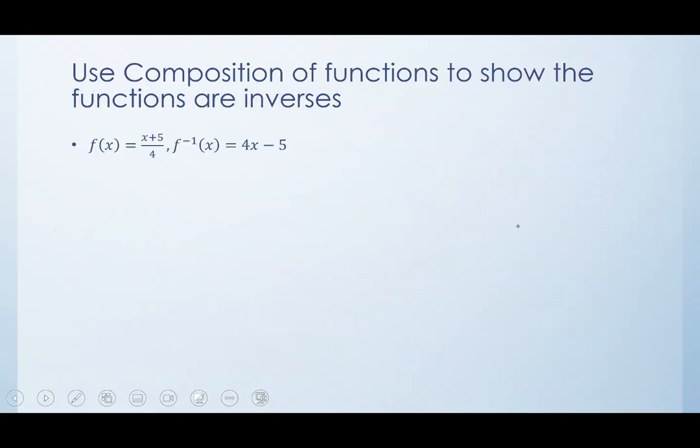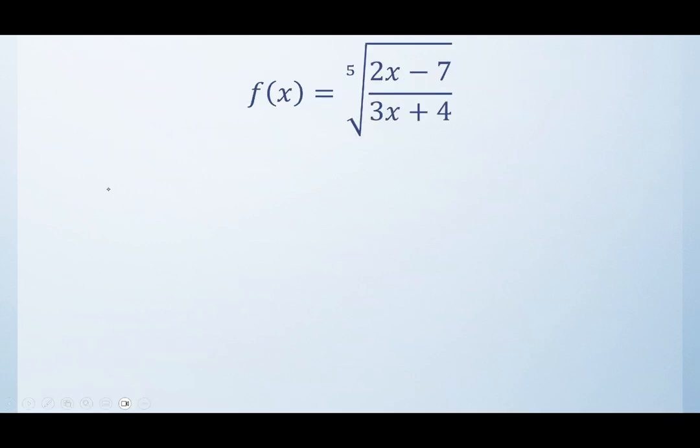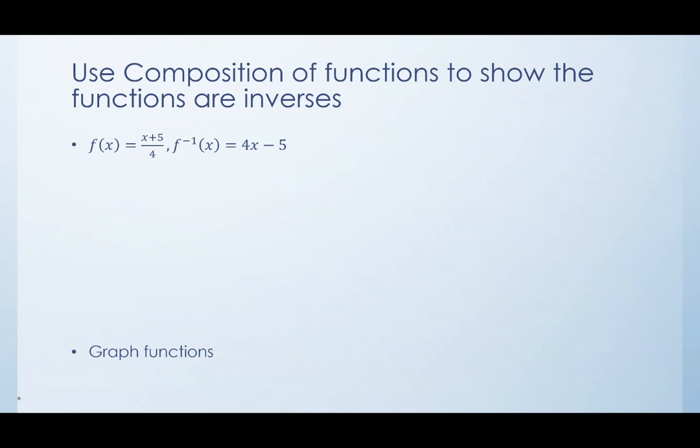Okay, so we want to use composition so we can use that fact to verify that two functions are in fact inverses of each other. So for this one, we've got f of x equals x plus 5 all over 4, and f inverse equals 4x minus 5. So if we go back, f of f inverse, we want to do that one first.